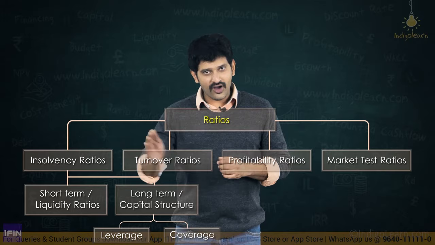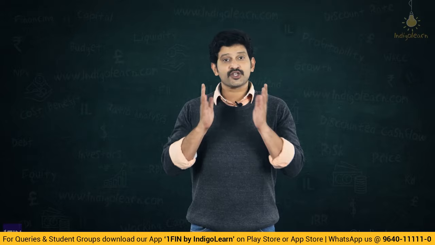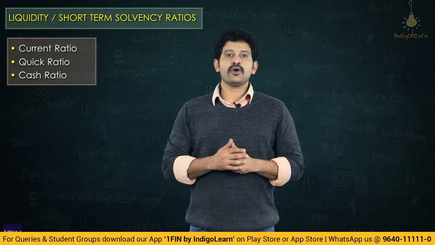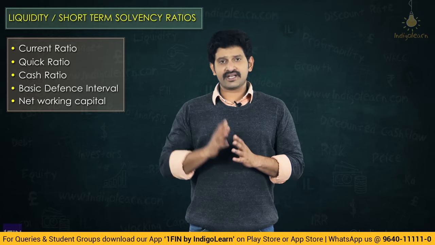Now, we will learn about all these ratios one by one in the order. The first one is, we said short-term solvency ratios or liquidity ratios. Now, under this head, we have five components to be computed. Number one, current ratio, then quick ratio, third is cash ratio, fourth is basic defense interval, and lastly, net working capital.